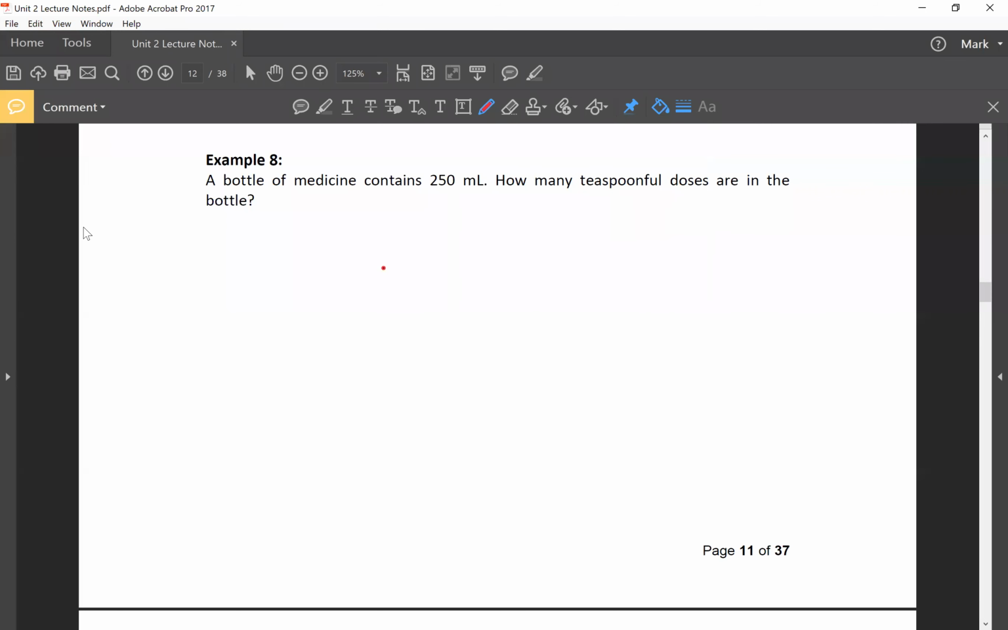So a bottle of medicine contains 250 milliliters. How many teaspoonful, what a weird word, but how many teaspoons are in the bottle? Oh, this one, you actually don't need to use a crazy ratio for this one. Let me just write something down, actually.